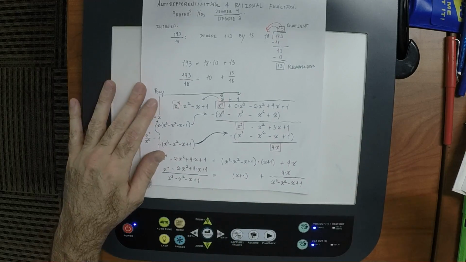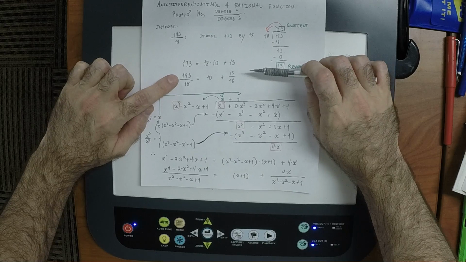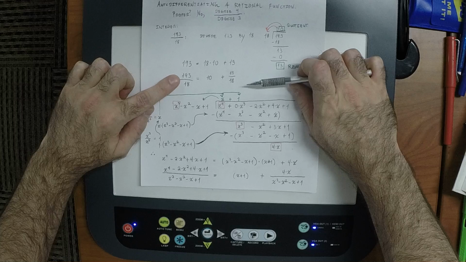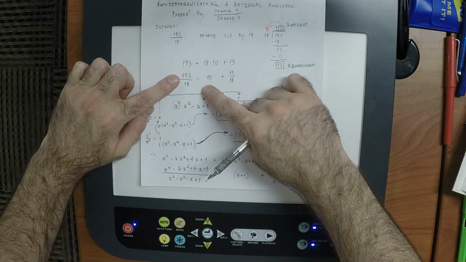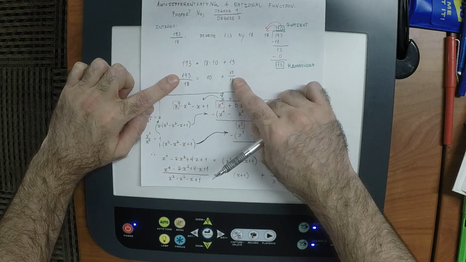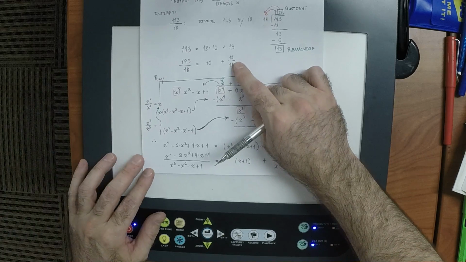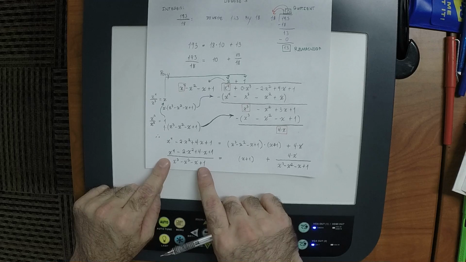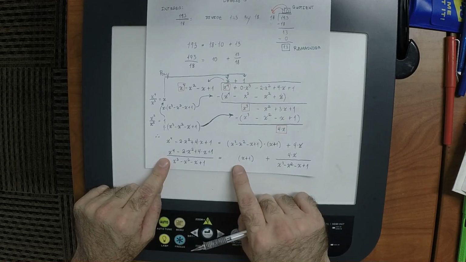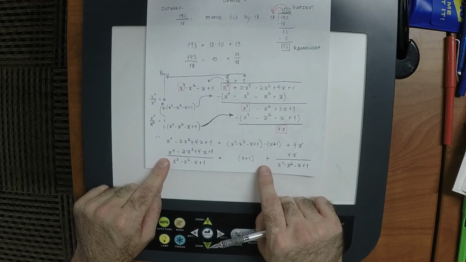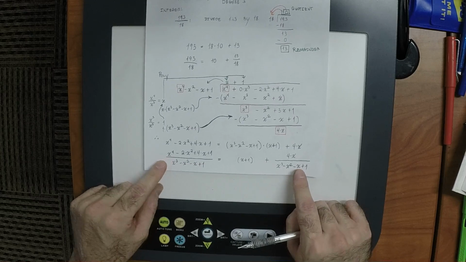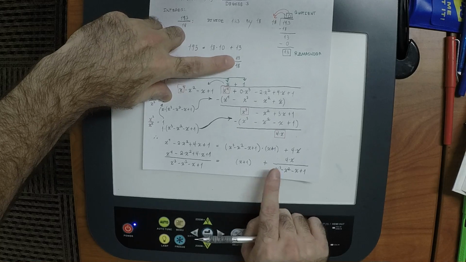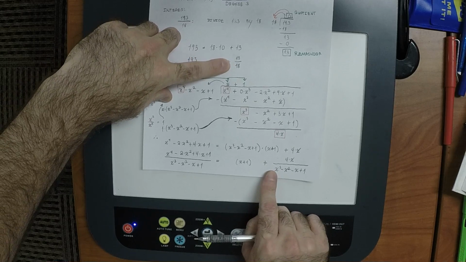So what I want you to observe, just like in grade school, an improper fraction can be represented as an integer plus a proper fraction. And now, an improper rational function can be expressed as a polynomial plus a proper rational function. Polynomials and integers are analogous. Proper fractions and proper rational functions are analogous.